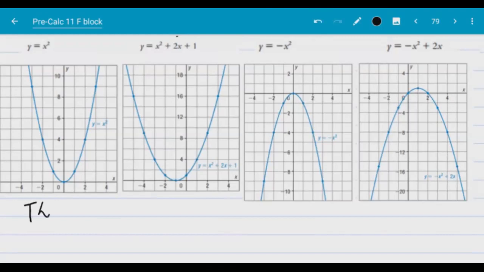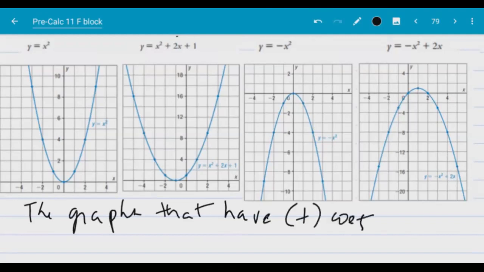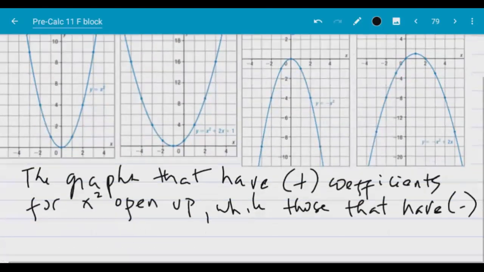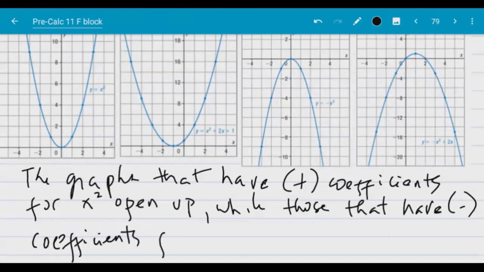The graphs that have positive coefficients for x squared open up, while those that have negative coefficients for x squared open down.